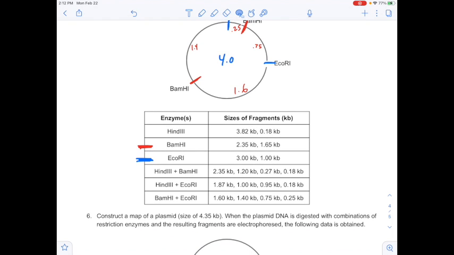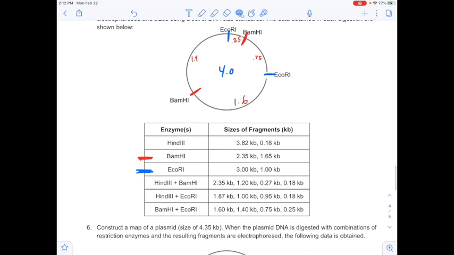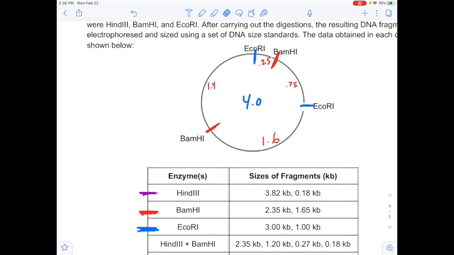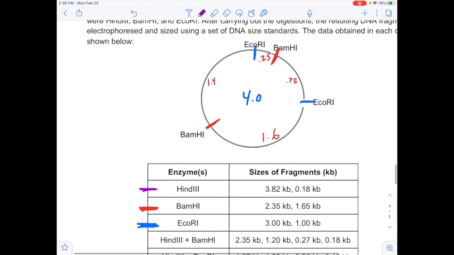Okay, wish it were that simple, but now I have to put the HindIII on there. Remember, the HindIII is going to make two cuts really close to each other. I'll use purple. Okay, I think I got it. Took a while. I had to turn the camera off so I could think without the video recording.